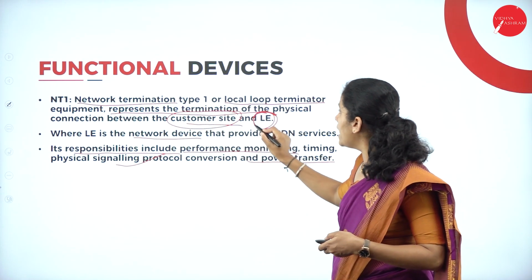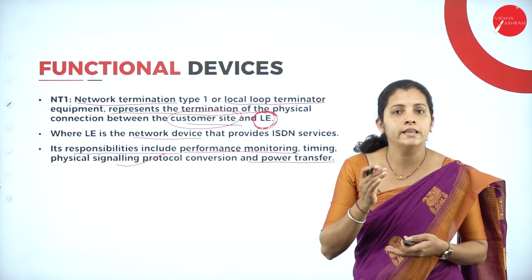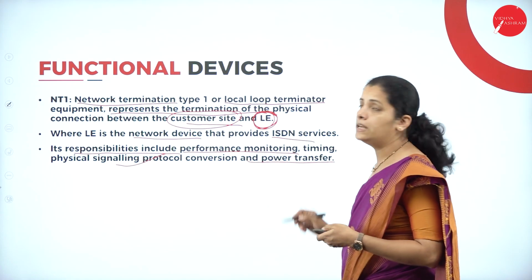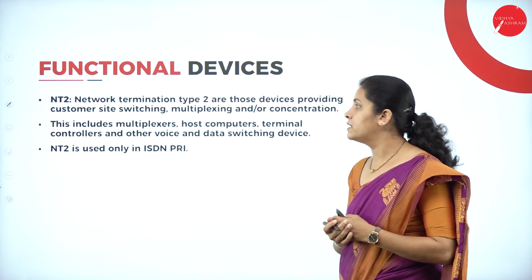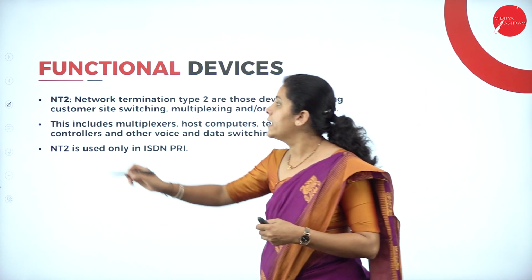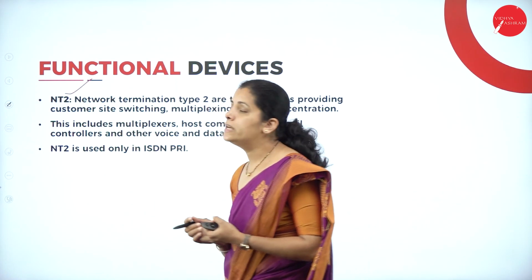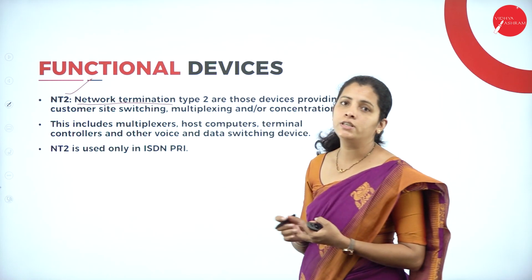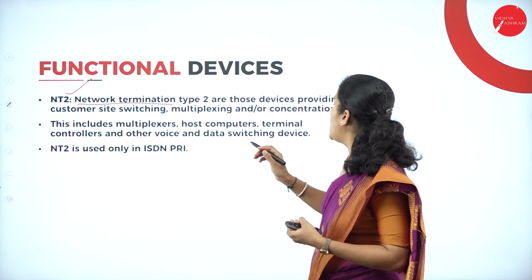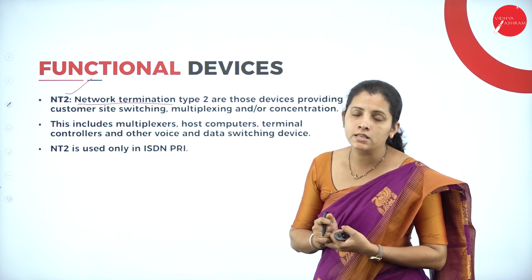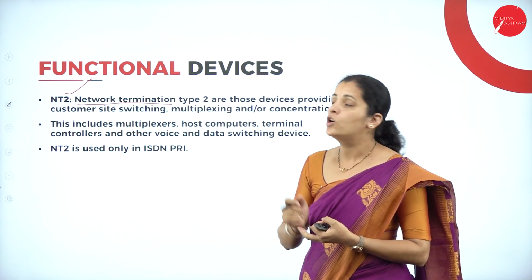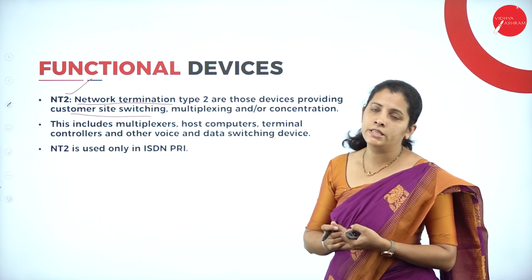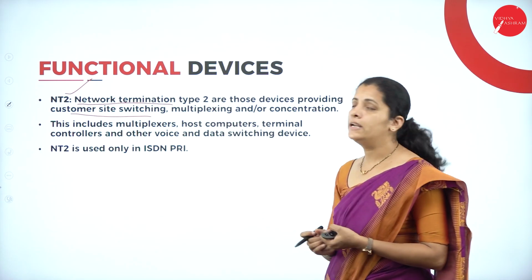So here the LE is nothing but the network device which is present in the ISDN service. Moving further, we are going to have NT2. It is also called network termination type 2, and these are the devices which are responsible for providing customer site switching, multiplexing and connection.